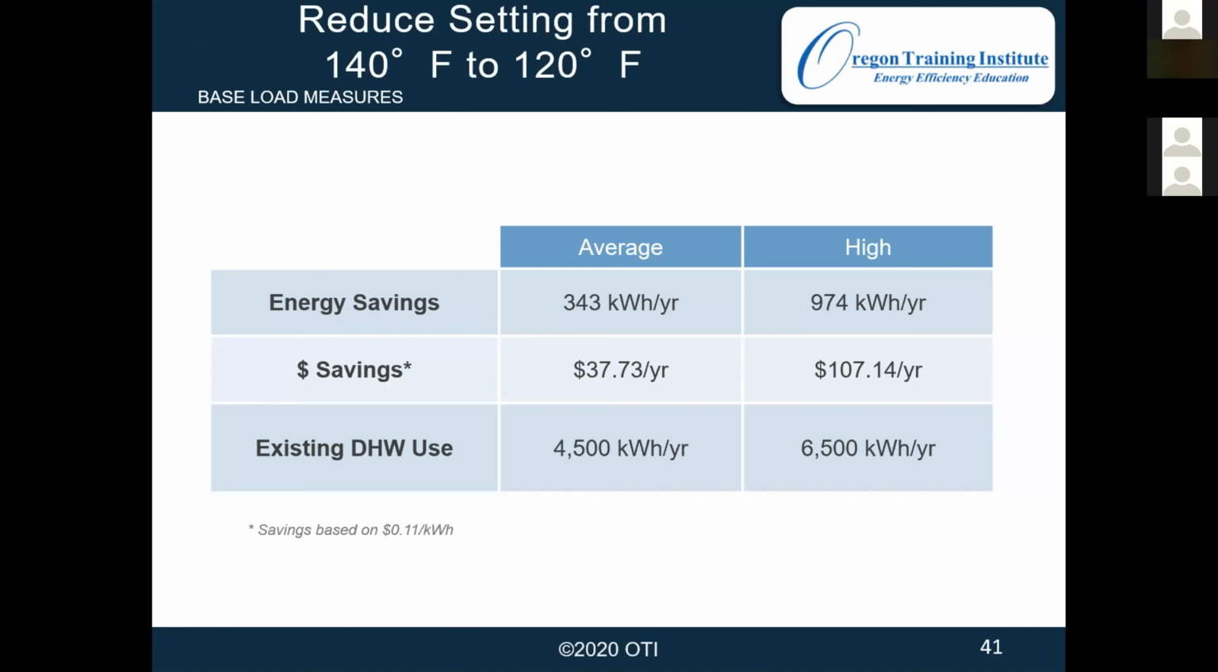And the savings can be pretty good just turning down the water temperature. This is just going from 140 to 120. The average household is going to save about $40 if they're using electricity to heat their water. But if they're a high user or the temperature's up higher, that can be over $100 a year. And all we did was twist the knob on the water heater. Easy savings.